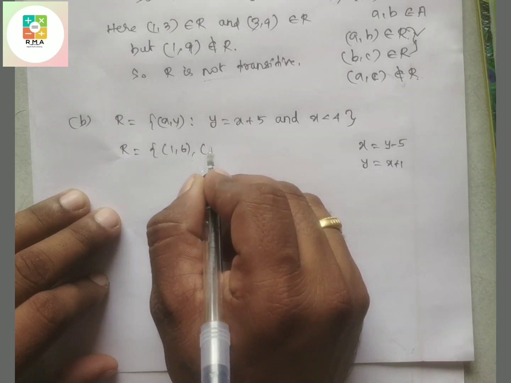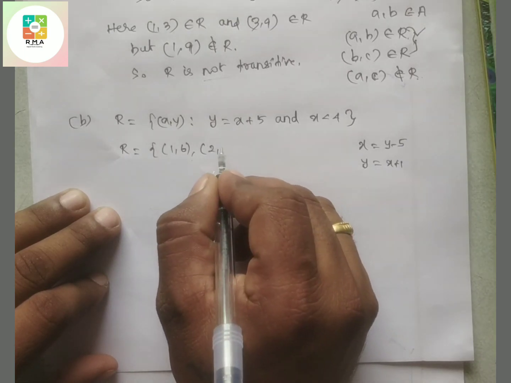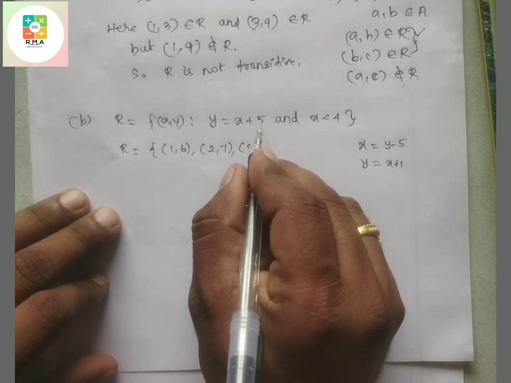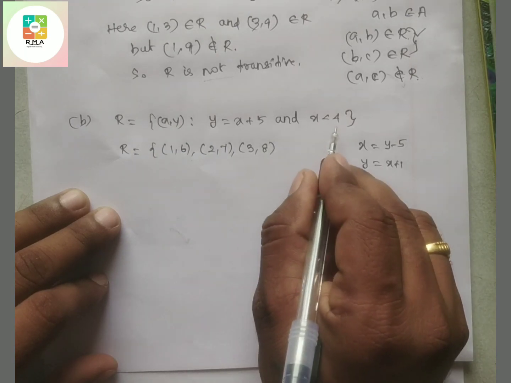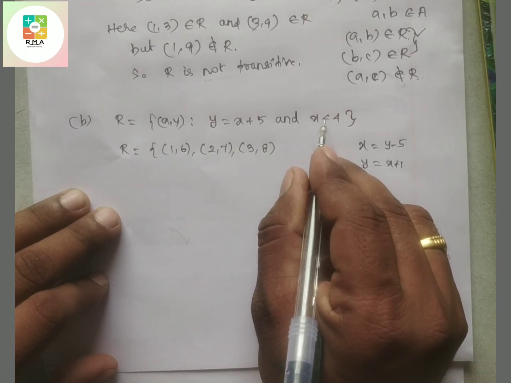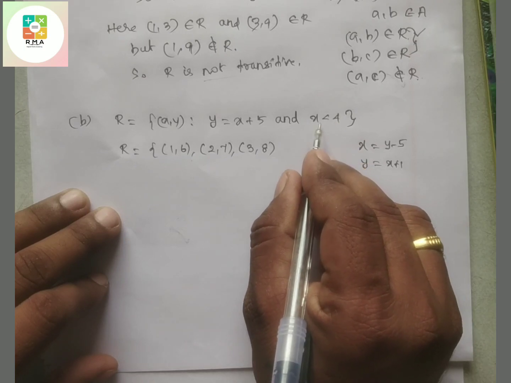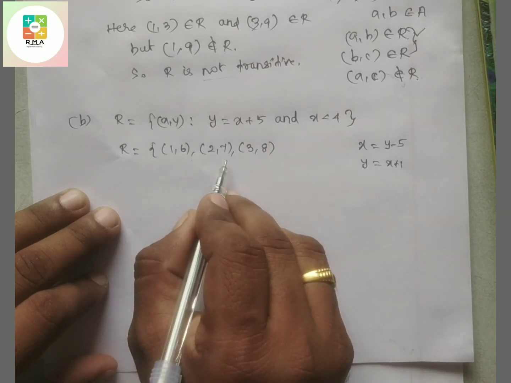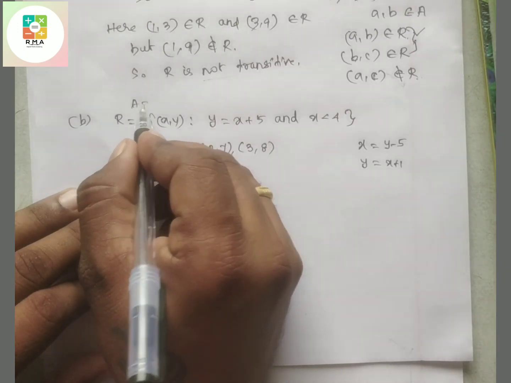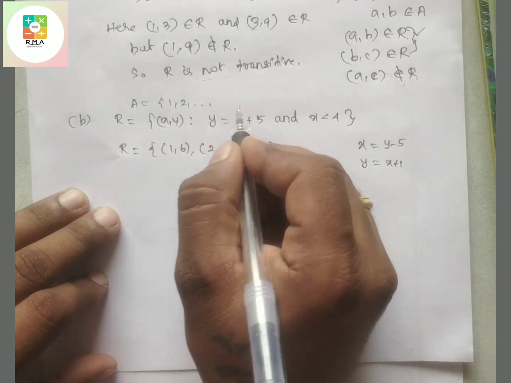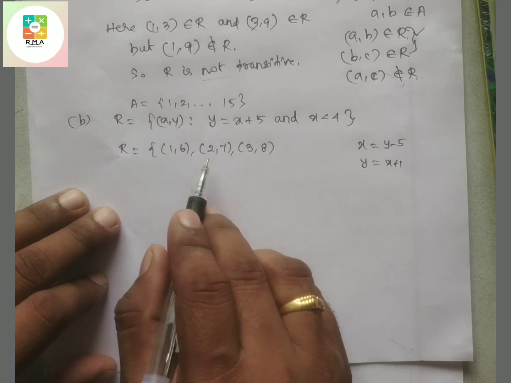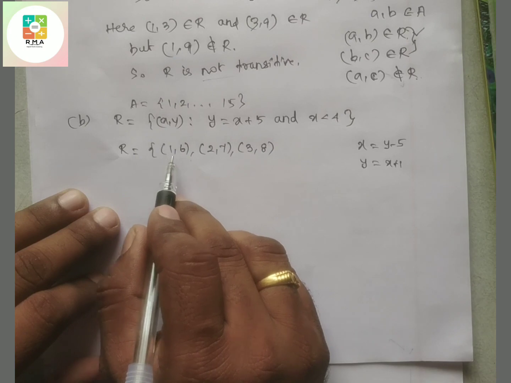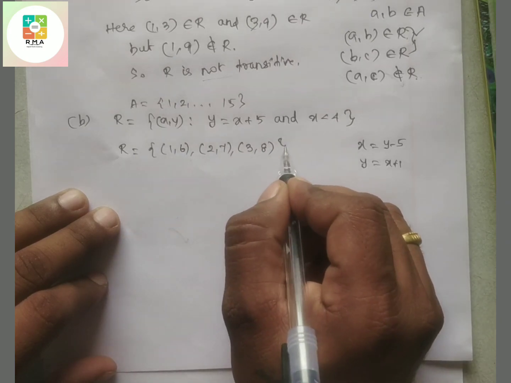Next, if I take x equal to 2, then y equals 5 plus 2, which is 7. Next, x equal to 3 means y equals 5 plus 3, which is 8. I should not take x equal to 4 or greater than 4; x must be less than 4. I have taken only 1, 2, 3. I didn't take the negative values because our already given set has values 1, 2, 3, etc. So only these three values will satisfy for x. For those corresponding x values we got the y values. So this is my relation.